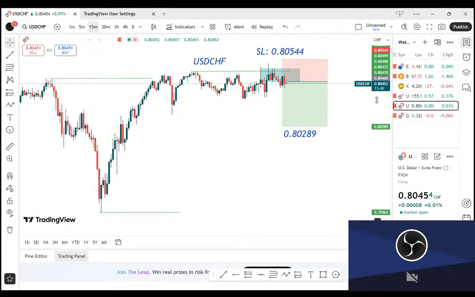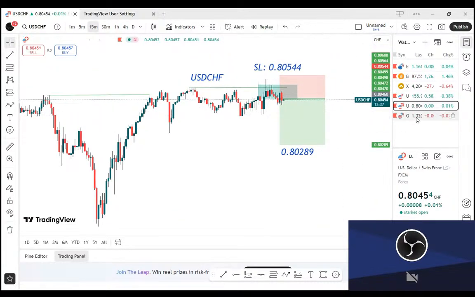Euro USD, USD CHF is dropping down. So still hold your USD CHF down to this zone.